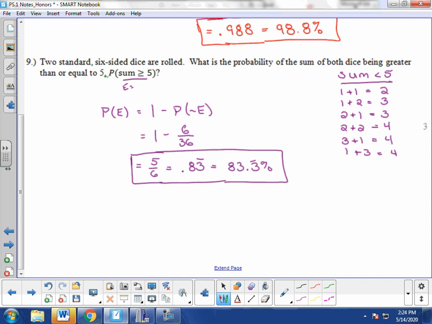So this is one that would allow us a shortcut taking the opposite of the event, because it's way easier to count the total number that would sum to less than 5 than it would be to count more than 5.